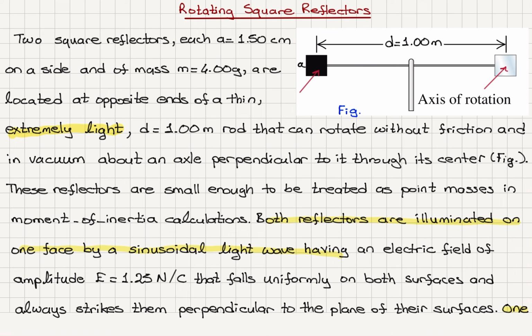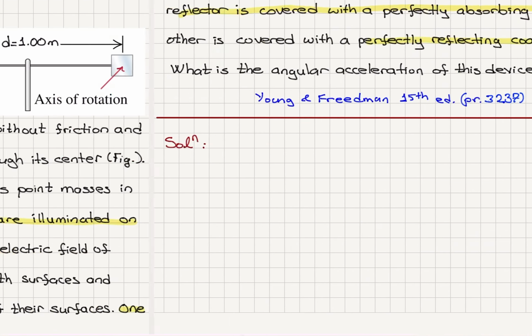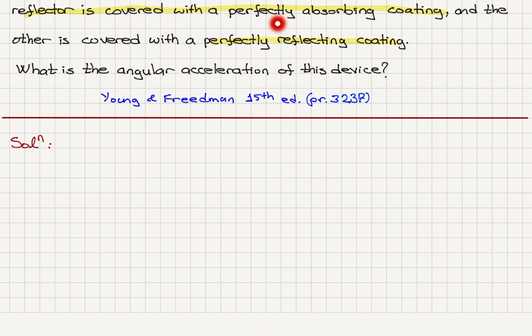So these two square plates can rotate. These reflectors are small enough to be treated as point masses in moment of inertia calculations. Both reflectors are illuminated on one face by a sinusoidal light wave having an electric field of amplitude E = 1.25 newtons per coulomb that falls uniformly on both surfaces and always strikes them perpendicular to the plane of their surfaces. One reflector is covered with a perfectly absorbing coating and the other is covered with a perfectly reflective coating. What is the angular acceleration of this device?